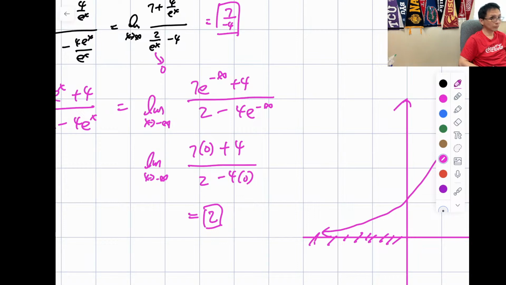So the answer is 2, because there are 2 horizontal asymptotes. Because 7 times 0 is 0, and 4 is on the top. 2 minus 4 times 0 is 0, so it'd be 4 over 2. 4 over 2 is equal to 2.